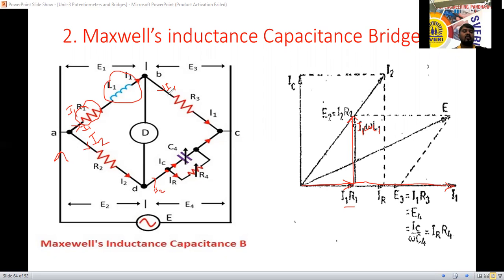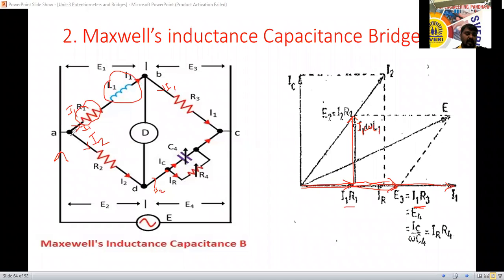Next, the same current I1 will flow through R3, so we can call that I1 R3. Some voltage drop will be more here. I will write E3 equal to I1 R3, which is in phase with the current. The magnitude may change, but the voltage drop across this R3 is in phase with the current I1. So this part is over.